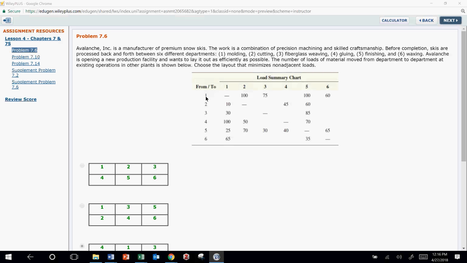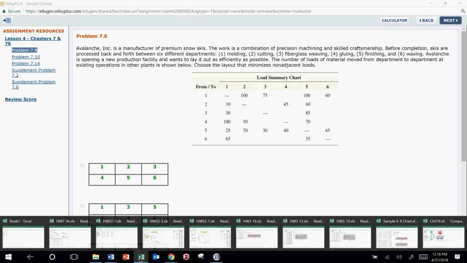So we're first going to look at which ones have the most connections. We see that 1 and 5 have the most connections. We see that 1 needs to be next to 2, 3, 5, and 6, and 5 needs to be next to 1, 2, 3, 4, and 6. So if we're looking at various patterns, we know that these guys, 1 and 5, should be in the center. So let me switch over to our Excel piece.